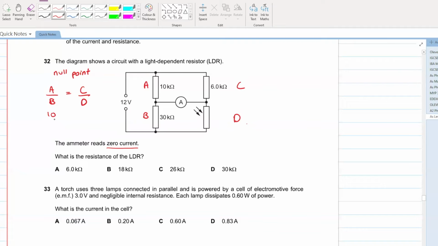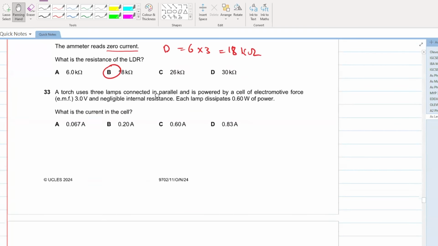What is A? 10 kilo ohms. What is B? 30 kilo ohms. What is C? 6 kilo ohms. What is D? Can we calculate that? Yes, 1 to 3. D is equal to 6 into 3, that is 18 kilo ohms as your answer. B is your answer to 32. Simple as that. Let's further move ahead.